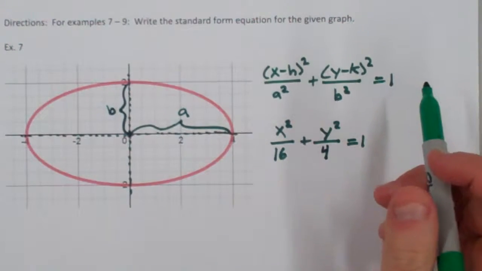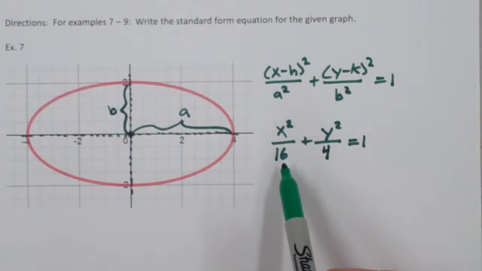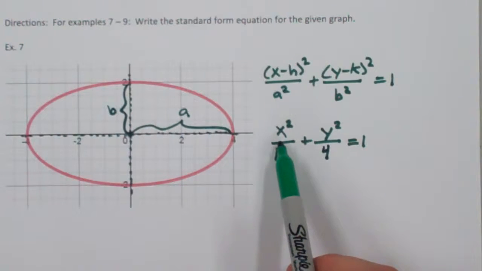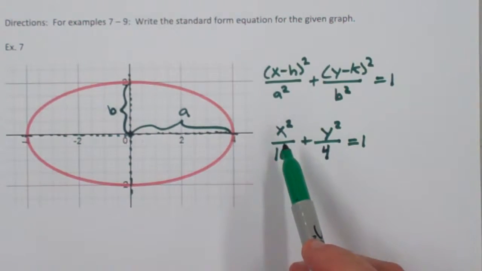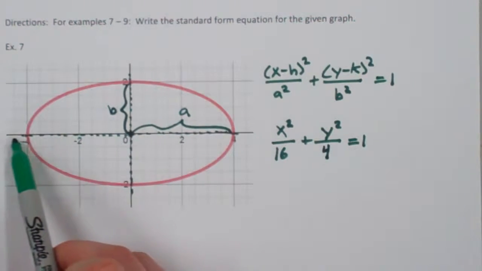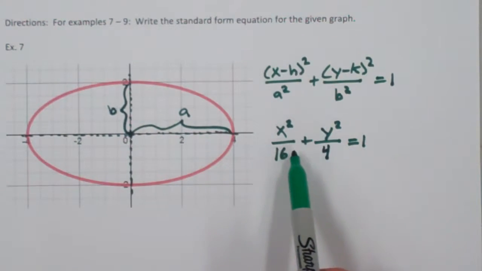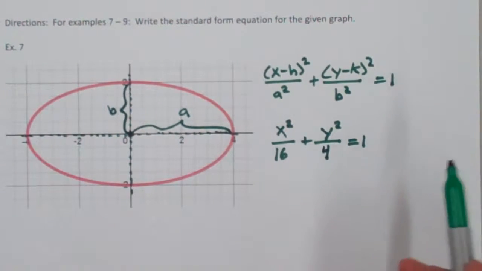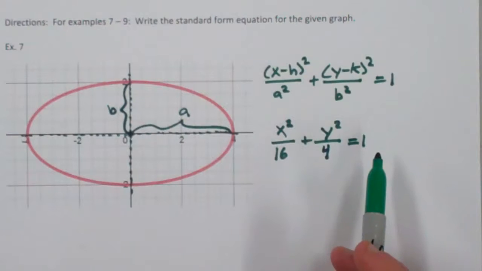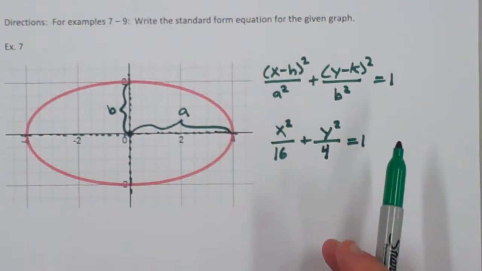I just like to double check myself real quick because I have a tendency always to put the larger value underneath the x, and that would be wrong if your major axis is vertical. But in this case our major axis is horizontal, so just go back and check real quick to make sure that the larger value is underneath the variable that you want it to be underneath. Don't even need to find c or the foci for this one, not necessary for writing the equation.